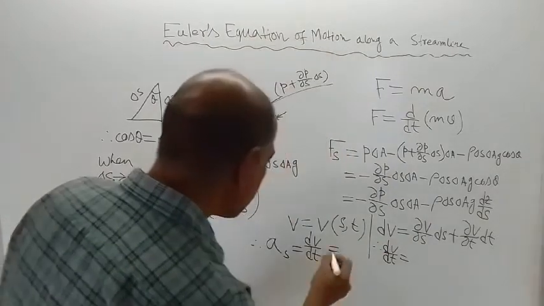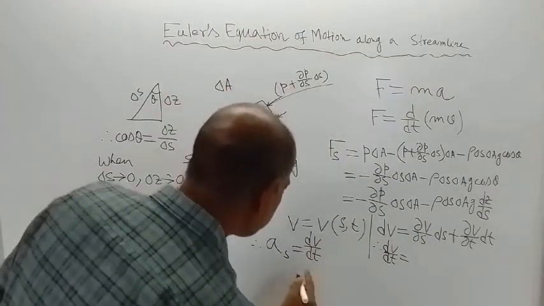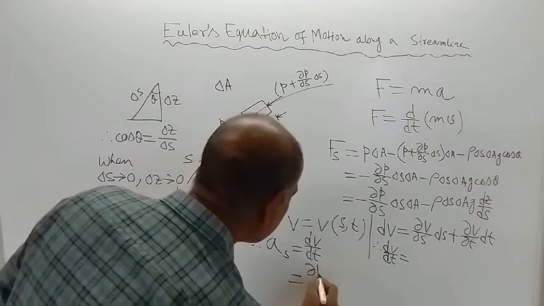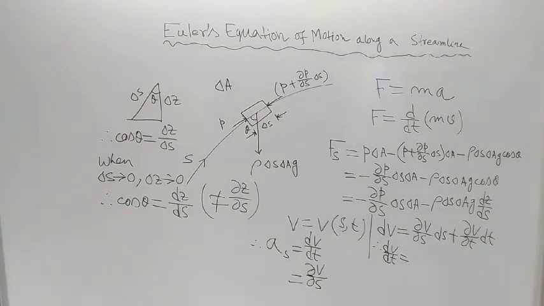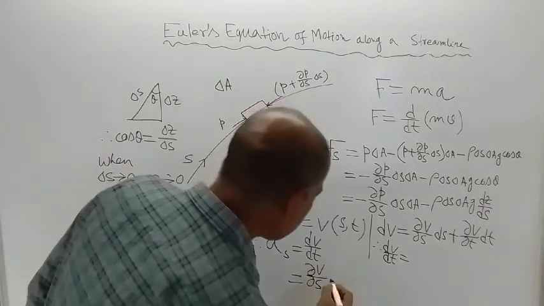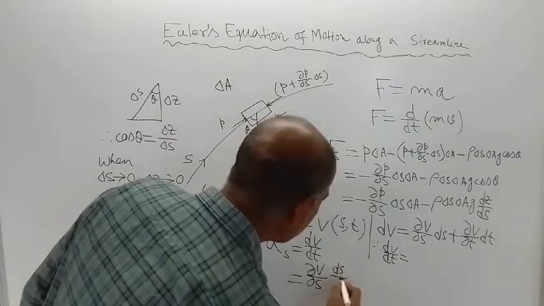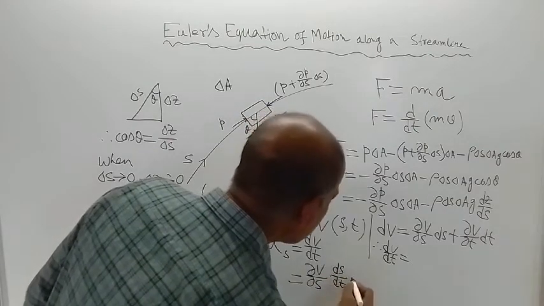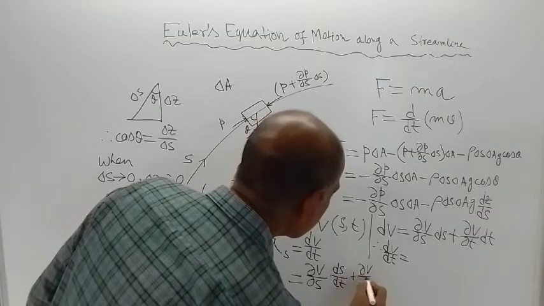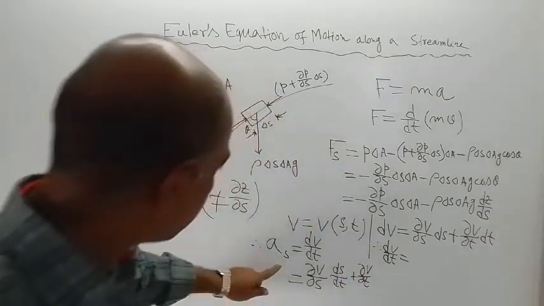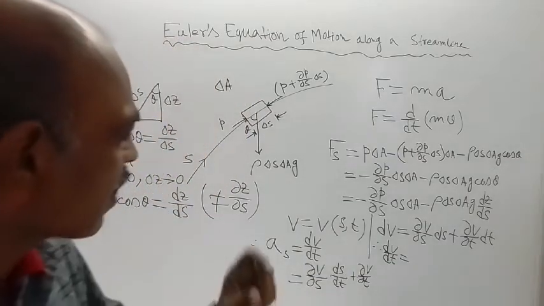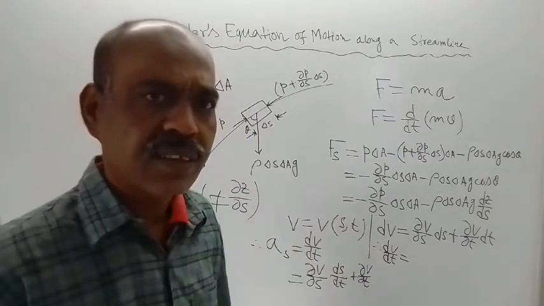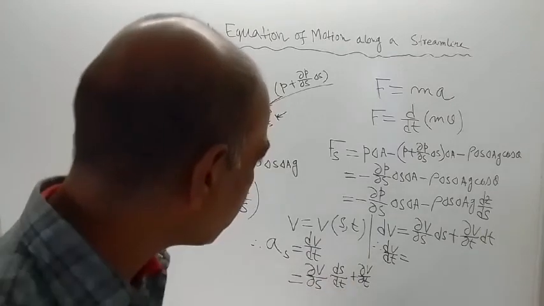So similarly, it is equal to ∂v/∂s into ds/dt, plus ∂v/∂t. And ds/dt is equal to what? ds/dt is nothing but velocity.